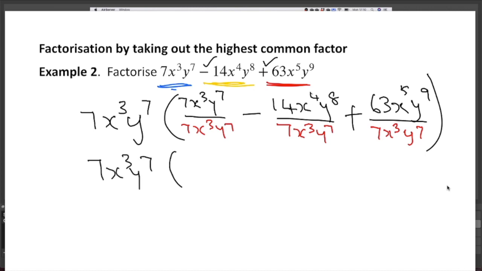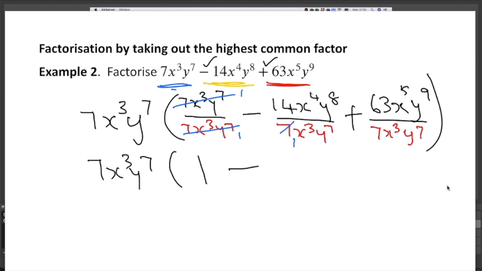Then we can do the division. Right, do you notice that this number is the same as that number? It's exactly the same term. So a number divided by itself will give you 1. So that gives us a 1.